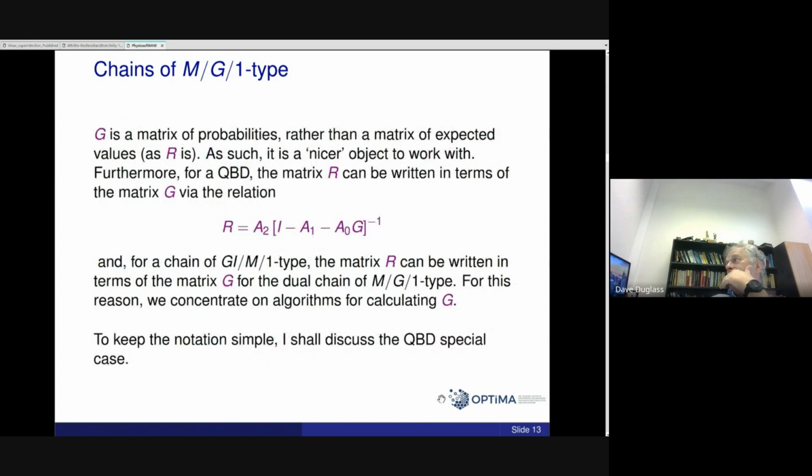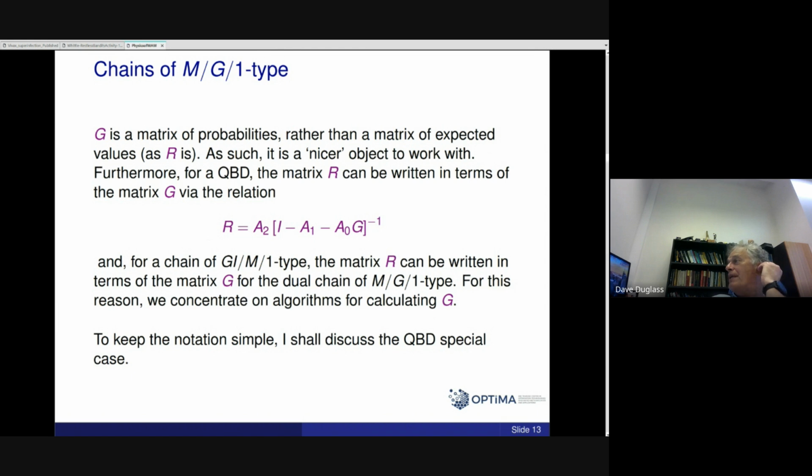Now, the first comment I would make is that G, as I mentioned, is the matrix of probabilities rather than the matrix of expected values, which R is. So in some sense, it's a nicer object to work with. It's easier to understand. And of course, there is a G and an R in the case where we've got a chain that's both of GIM1 type and MG1 type.